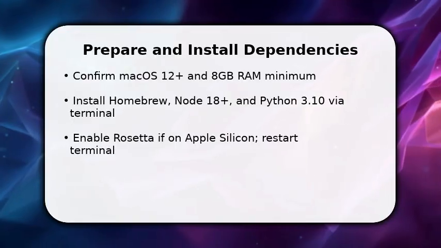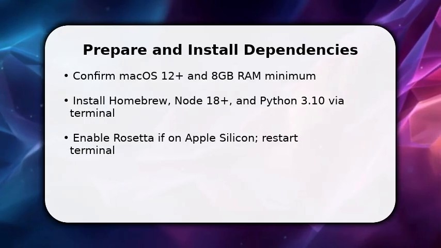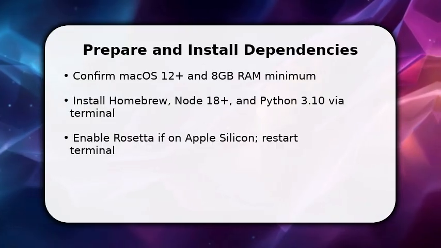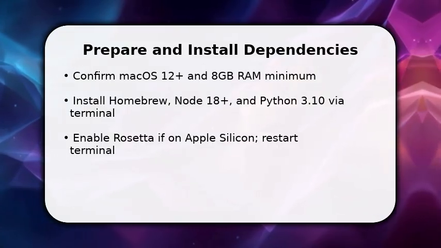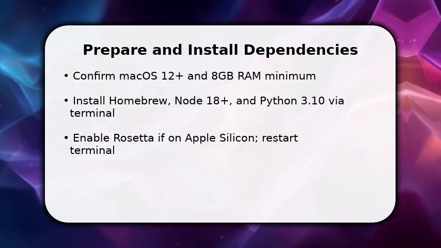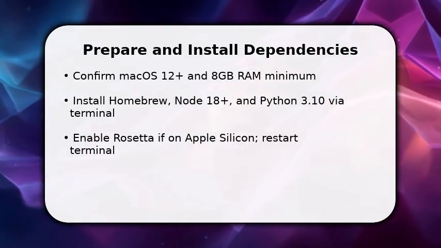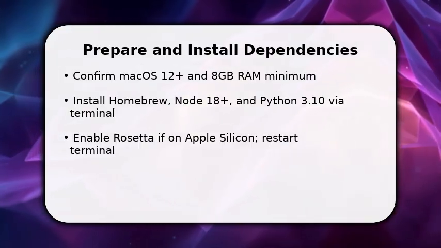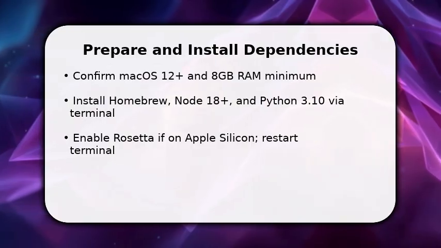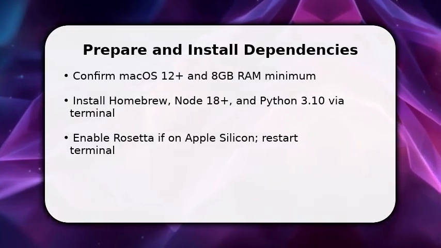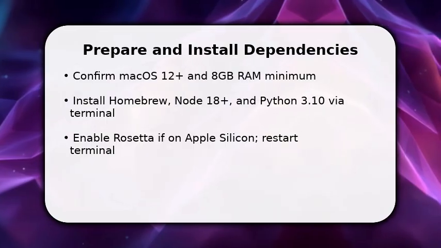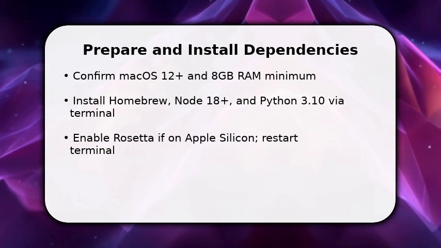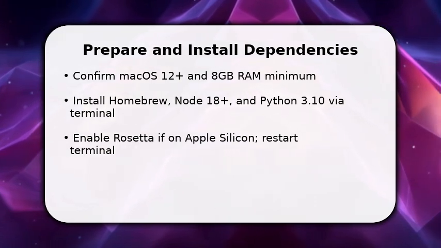You start by preparing your Mac so Genmoji runs smoothly. First, make sure macOS 12 or newer and at least 8 GB RAM are available. Performance suffers otherwise. Then install Homebrew, Node 18 or later, and Python 3.10 using the terminal. These provide runtime and build tools. If you use Apple Silicon, enable Rosetta for x86 compatibility and restart the terminal to apply changes. Once done, you'll be ready to fetch the Genmoji source and continue to installation.